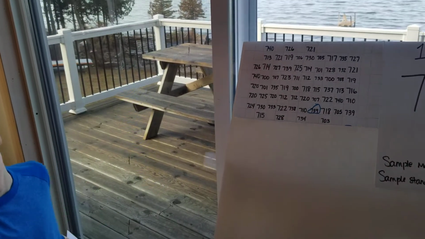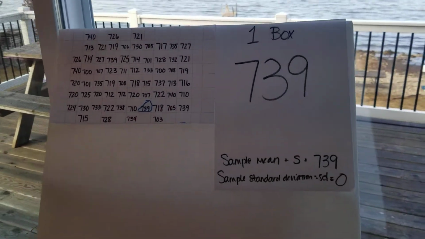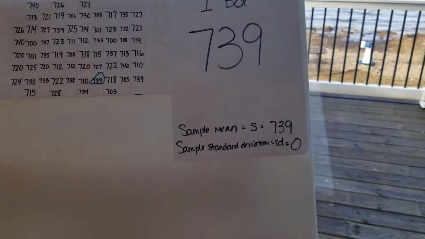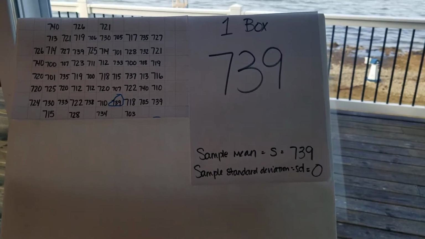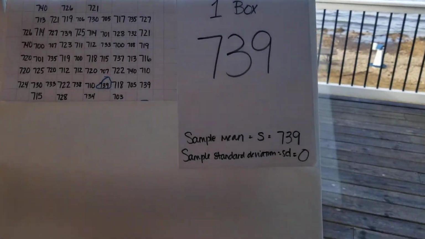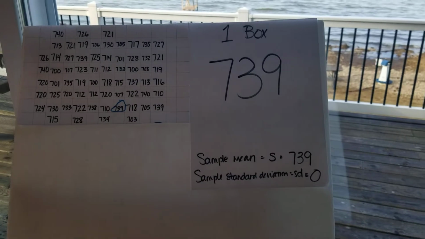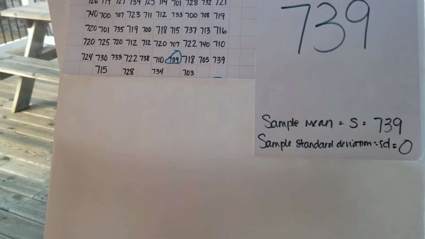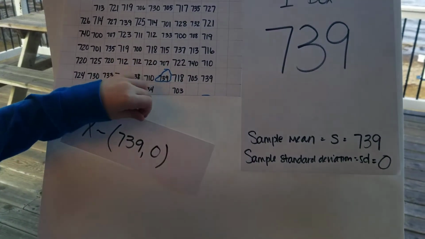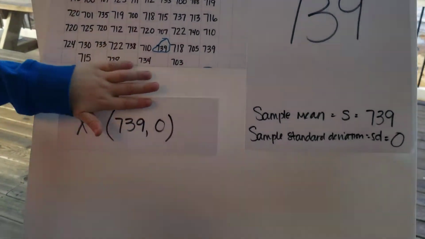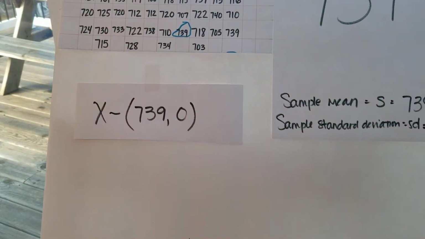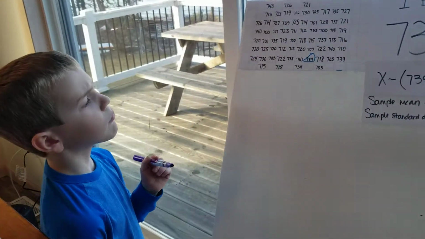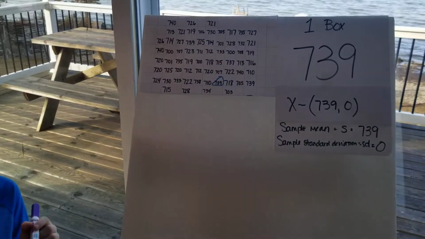All right, we took a quick break to do our math, and we found the average of that one box is 739. So his sample mean is 739. And there is no variance in one box, so our standard deviation is 0. If we had to write what our original distribution looks like, what would we write, Jansen? We would write this, where our mean is 739 and our standard deviation is 0. So we did one box, but that isn't a very good estimate of a sample.